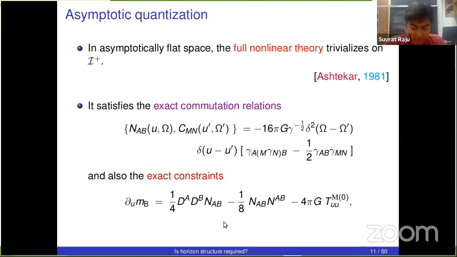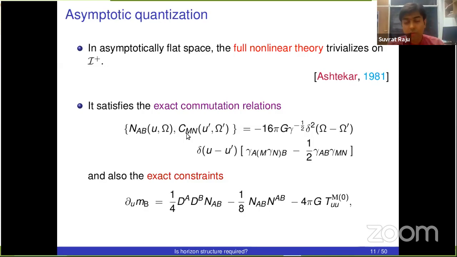Okay. Now, Ashtekar found a very nice property of asymptotically flat spaces that in some sense makes them nicer, but in some sense also more complicated than AdS. The nice thing that Ashtekar found was that if you take the full nonlinear theory of general relativity, then this full theory trivializes on future null infinity. And in particular, you can use this to quantize the theory, and you have some exact commutation relations you can compute. These are not commutation relations in the free theory or in the free approximation, but these commutation relations between the Bondi news and the shear you see here are just exact commutation relations in the full theory.